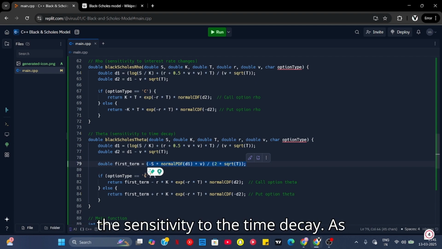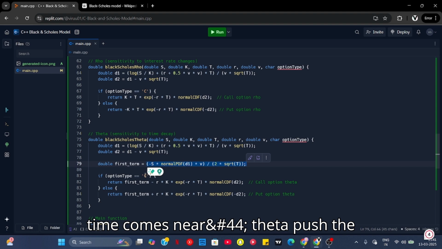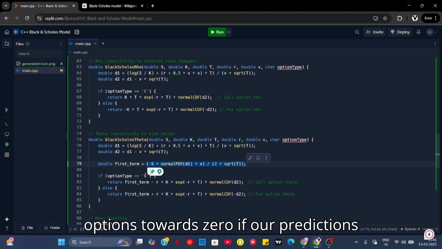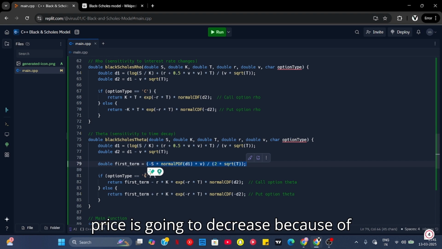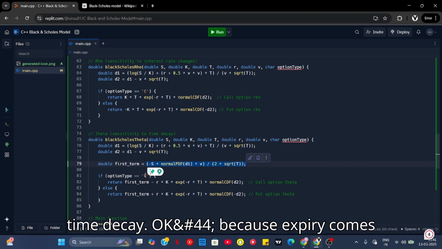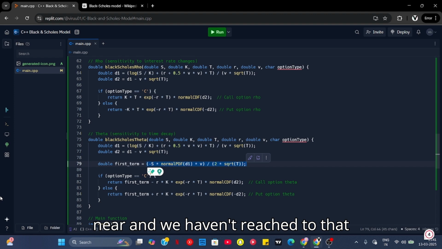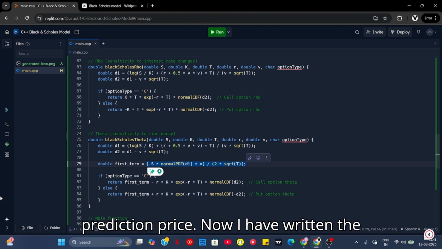So theta is the sensitivity to time decay. As time comes near, theta pushes the option towards zero if our prediction is going wrong. Okay? So basically theta tells how much the price is going to decrease every day because of time decay, because expiry comes near and we haven't reached our predicted price.